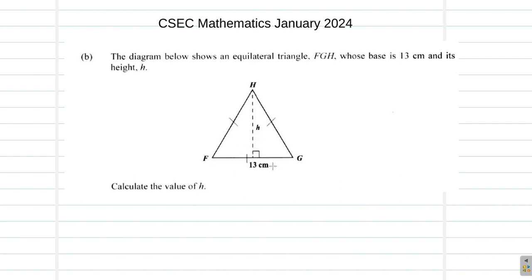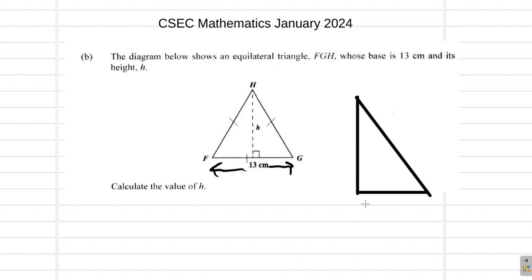The base is 13, so from here all the way to here is 13. If you draw the triangle like so, this is 13. Half of 13 is 6.5, so this is 6.5, and this would be 90 degrees.